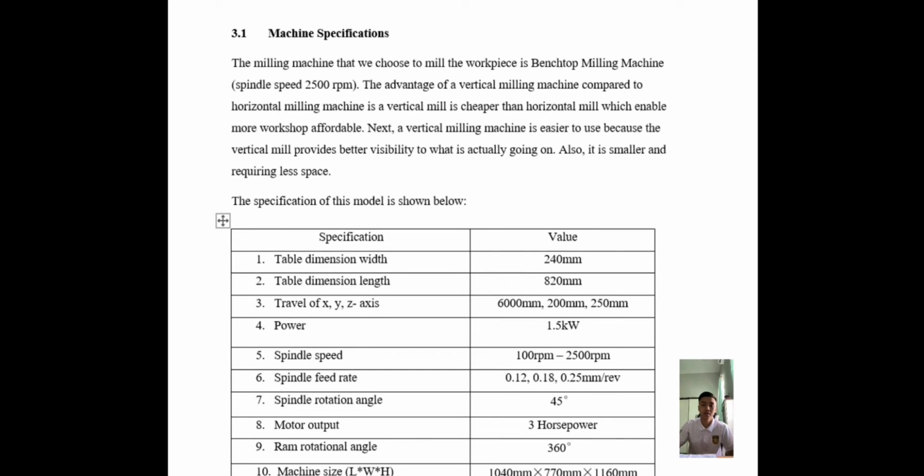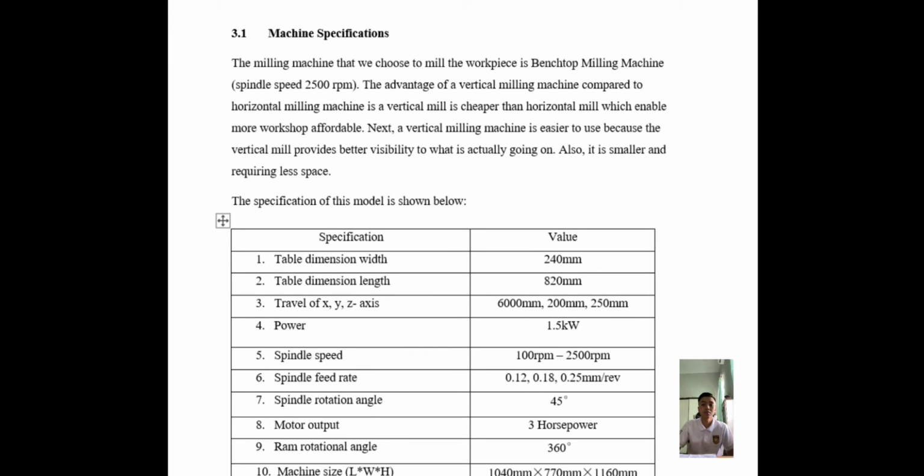Machining specification. The milling machine that we choose to mill the workpiece is a benchtop milling machine. The spindle speed is 2500 rpm. The advantage of a vertical milling machine compared to a horizontal milling machine is that a vertical mill is cheaper than a horizontal mill, which makes it more affordable for workshops. Next, a vertical milling machine is easier to use because the vertical mill provides better visibility of what is actually going on. Also, it is smaller and requires less space. The specification of this model is shown below.